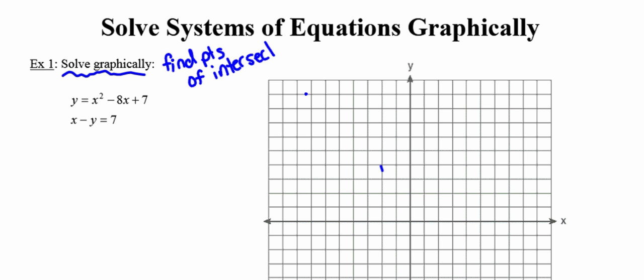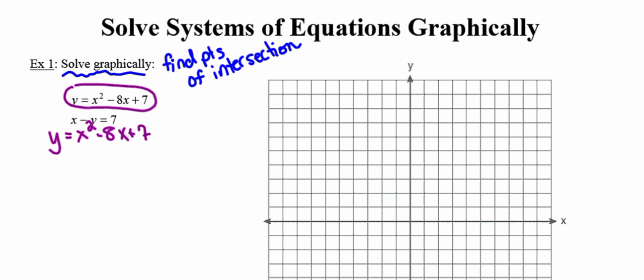So what we're going to do is, one at a time, graph these equations. And then we're going to do exactly what we said: find the point or the points where they intersect. I'm going to start with this first equation, y equals x squared minus 8x plus 7. Now I know it's not a line because it's not in the form y equals mx plus b. I do know that it's a parabola because I remember that general form of a parabola from my algebra class last year. So in order to graph a parabola, I'm going to grab my graphing calculator.